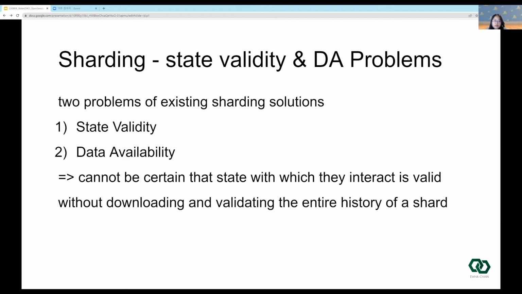The partitioning aspect of sharding, however, raises significant potential problems. Without downloading and validating the entire history of a particular shard, the participant cannot necessarily be certain that the state with which they interact is the result of some valid sequence of blocks, and that such a sequence of blocks is indeed the canonical chain in the shard. These are problems that don't exist in a non-sharded blockchain. So I'm going to share how Nightshade, the sharding solution of NEAR, can break and what attempts have been made to address it.